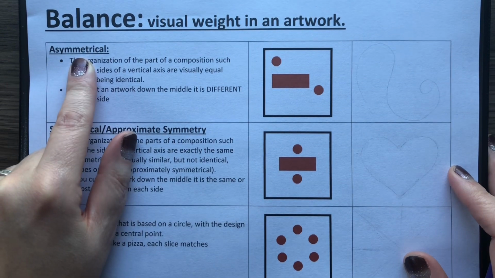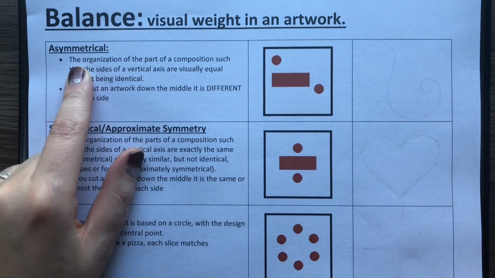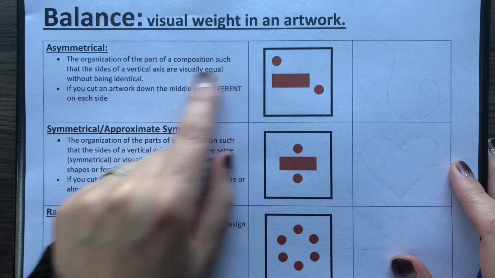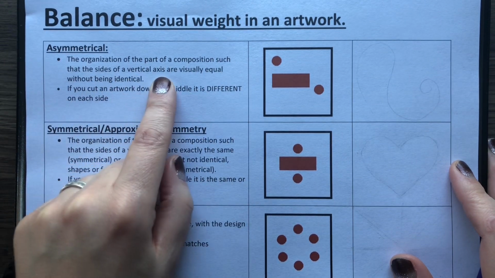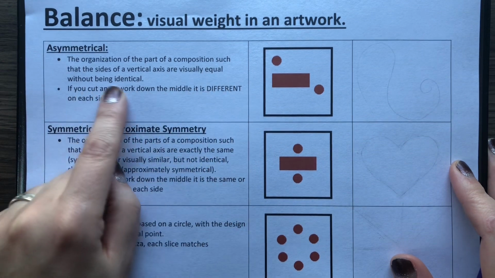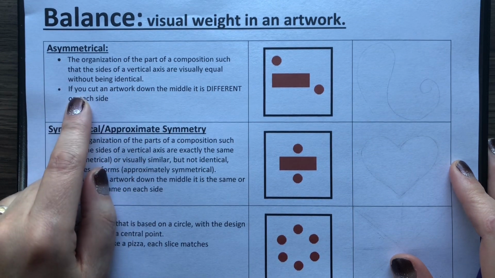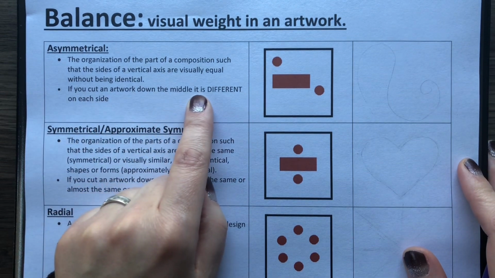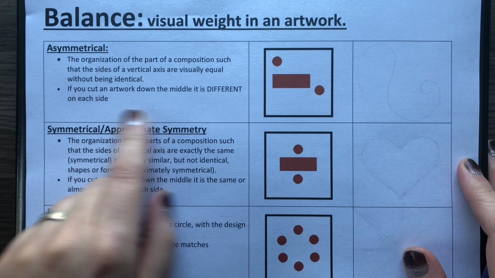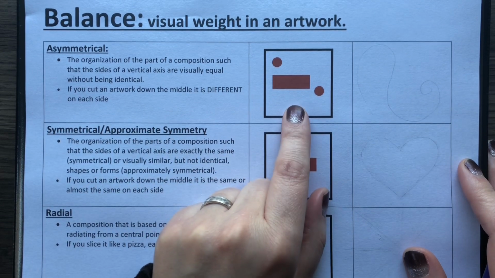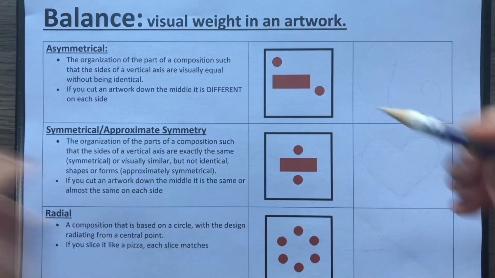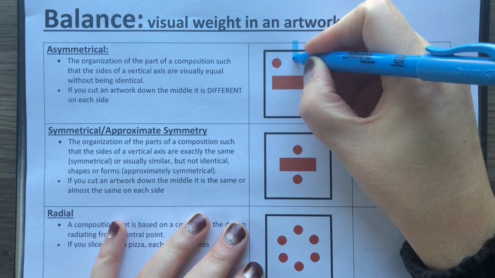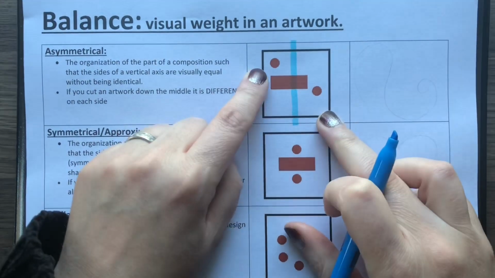So now for asymmetrical, the official definition is the organization of the parts of a composition such that the sides of a vertical axis are visually equal without being identical. So what that means in simpler terms is if you cut an artwork down the middle, it's different on each side. You can see this picture here. This is a very simple picture, and if you cut this down the middle, each side is different.